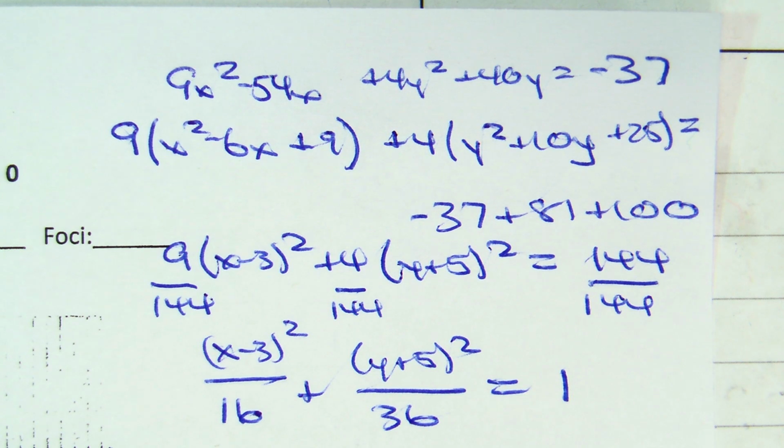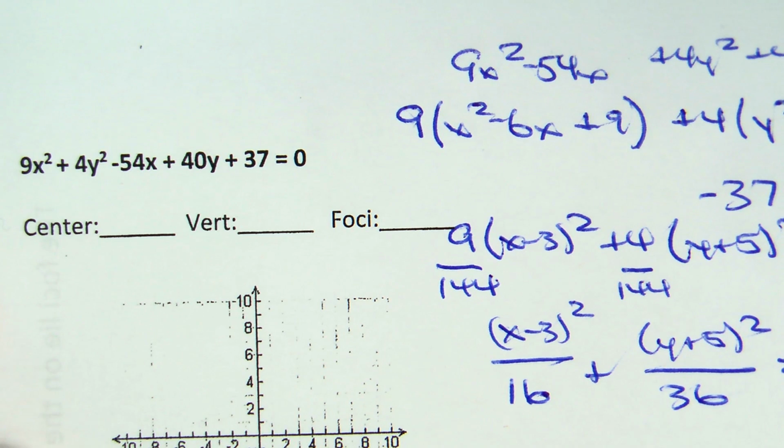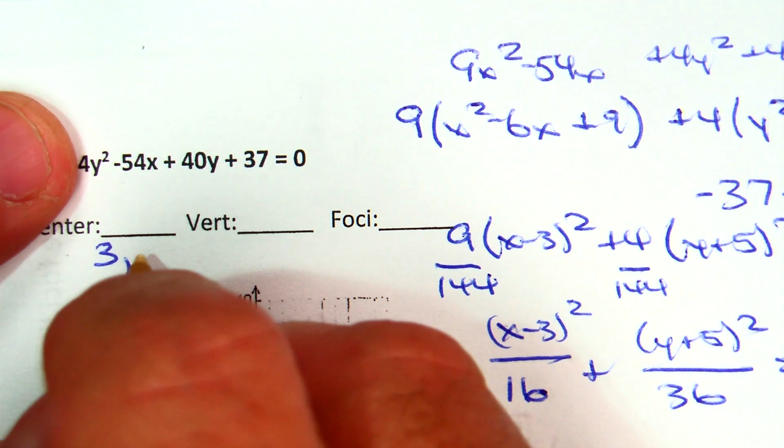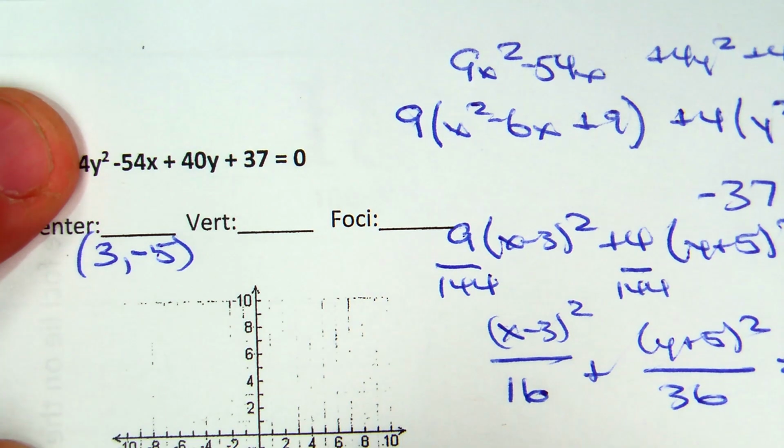All good? All right, center comes from the opposite of parentheses. What's the opposite of negative 3? 3. What's the opposite of positive 5? Negative 5. So 3, negative 5 is my center.